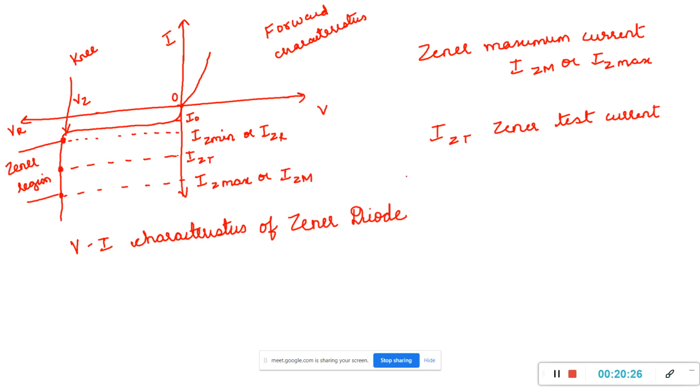And the power dissipation PZ is equal to V into I, you know it, no? VZ into IZ. So the power dissipation PZ is equal to VZ into IZ. So this is the complete VI characteristics of the Zener diode. Here you need to tell about the reverse characteristics, IZ min, IZT, the minimum current and the maximum current. So the minimum current which the Zener diode can carry is the Zener minimum current. The maximum current that the diode can carry safely is known as Zener maximum current. And IZT is the current at which the Zener breakdown voltage is specified, called Zener test current. So these three terminologies you need to write when VI characteristics of diode is asked.